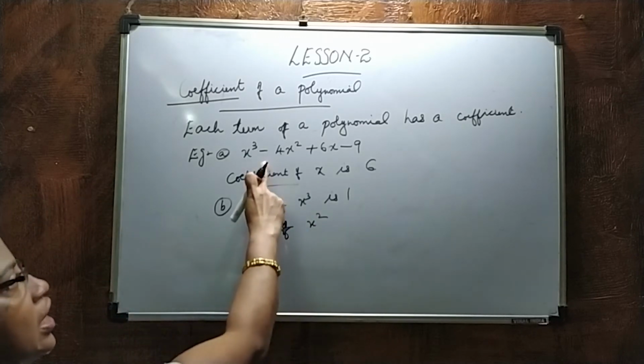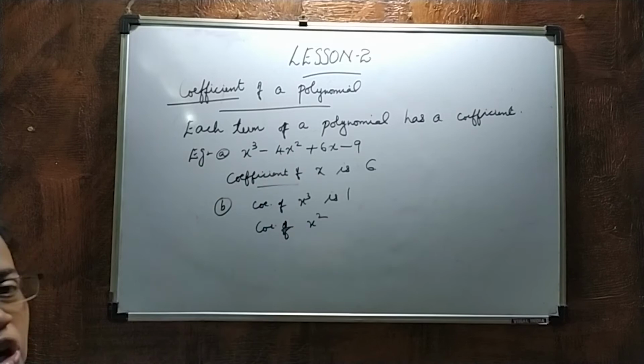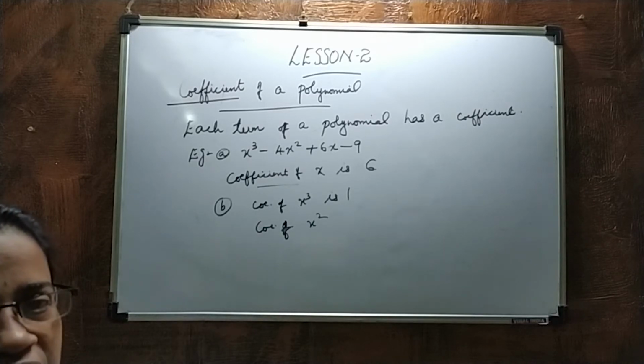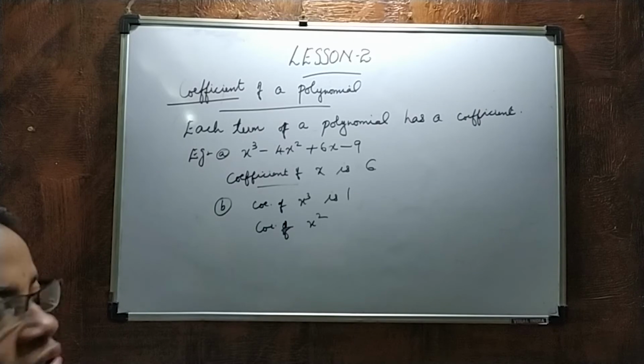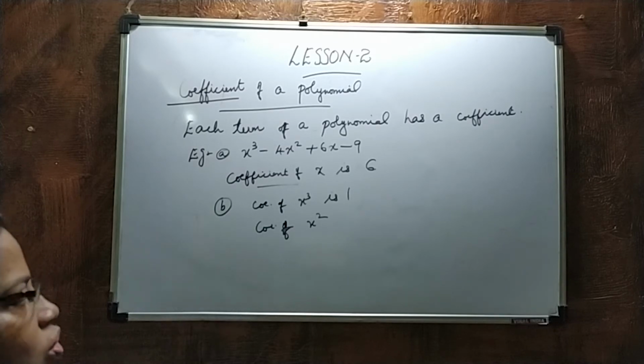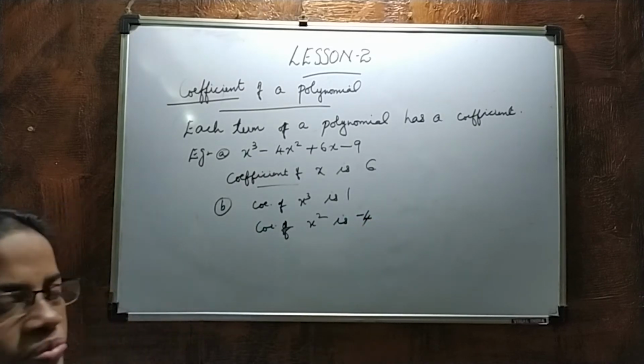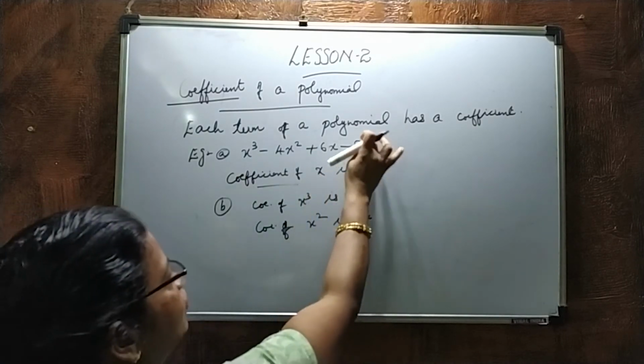Coefficient of x square. Now look, there is a negative sign. You should not leave it. Take that negative sign also. It is compulsory that when there is a negative sign or minus sign, you have to take that with the number itself. So the coefficient of x square is negative 4. Clear?